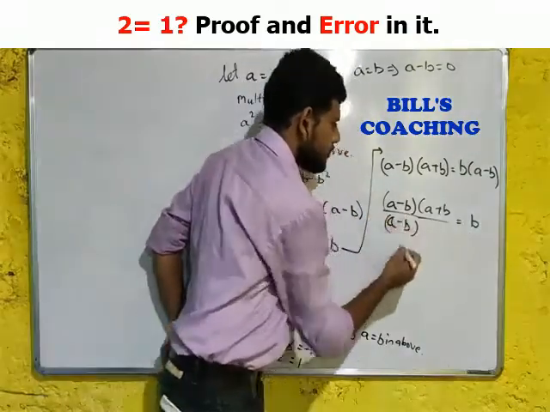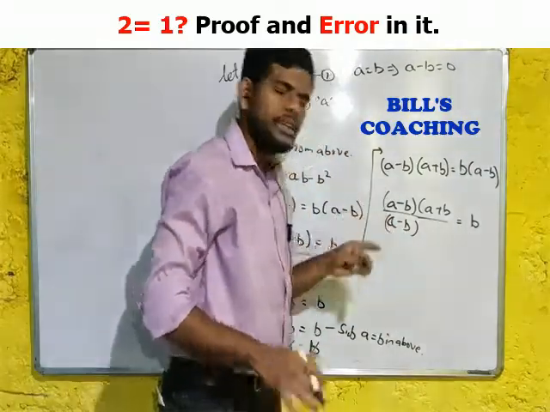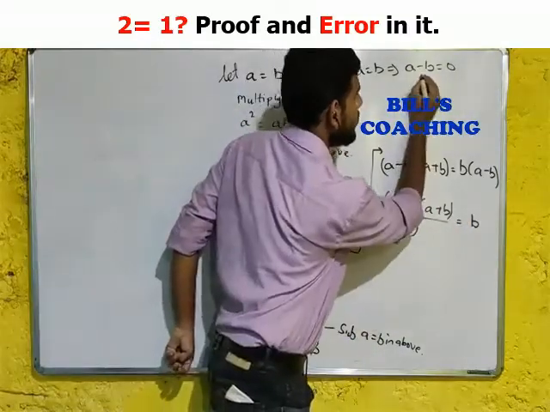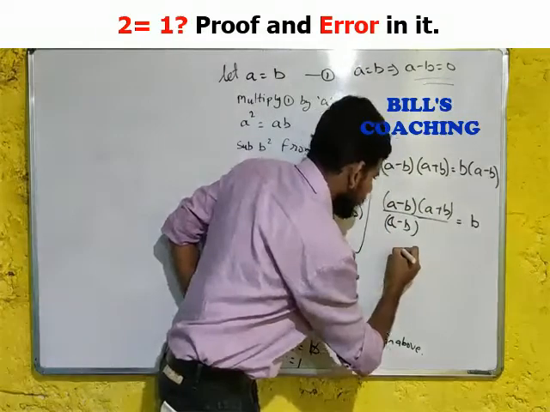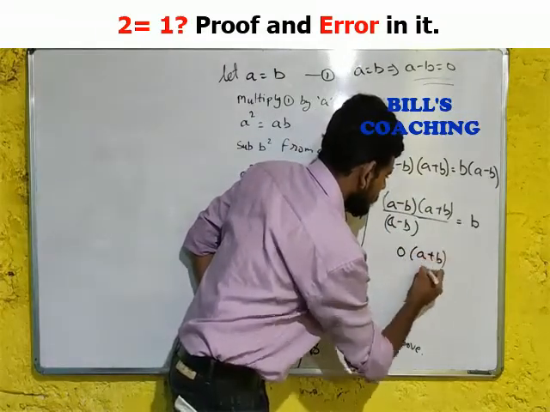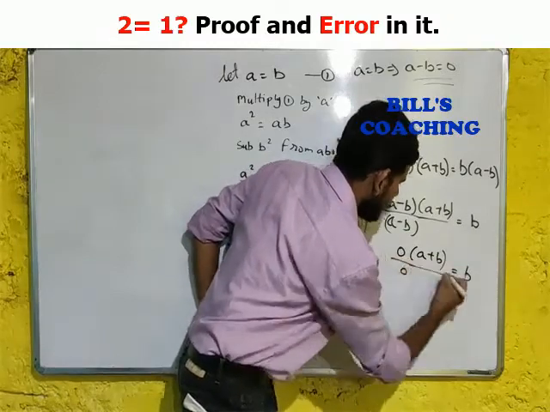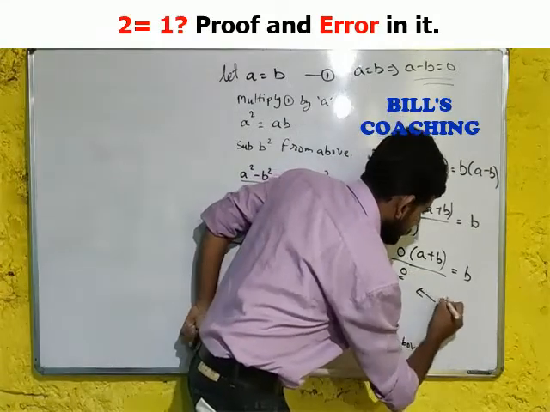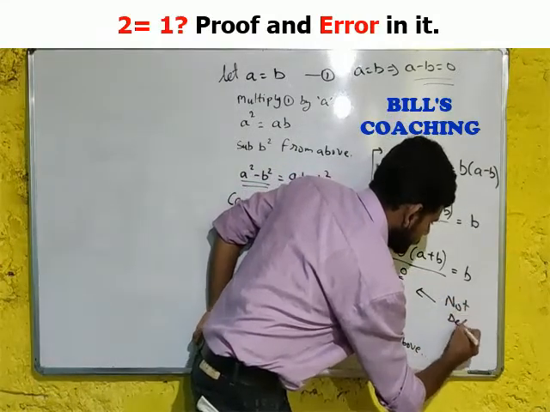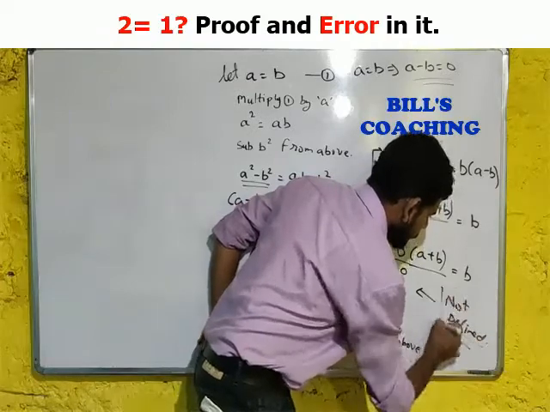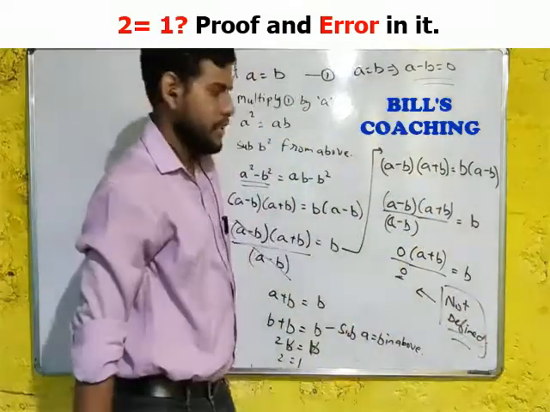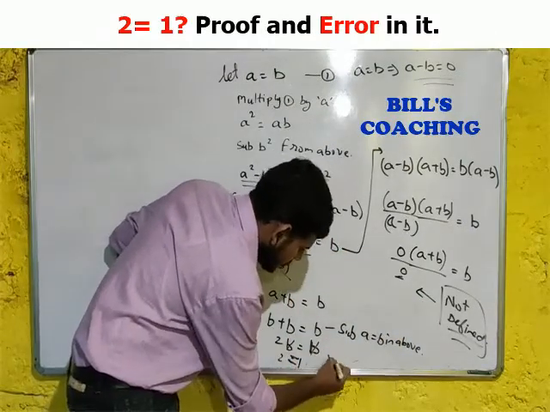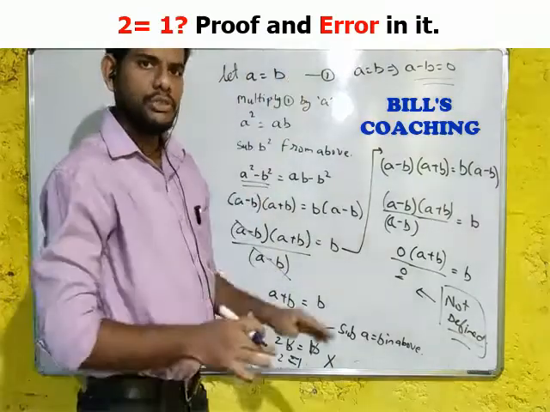Now we cancelled this, but whatever cancellation we have done over here, that is the mistake and that is the error actually. Because what is A minus B? A minus B is 0. We can write it as (A plus B) upon 0 is equal to B. Anything upon 0 is not defined. Okay, 0 upon 0 is not defined. So this is the error, and because of this error, whatever answer we are getting, 2 is equal to 1, is incorrect. So this proof is wrong because of this.